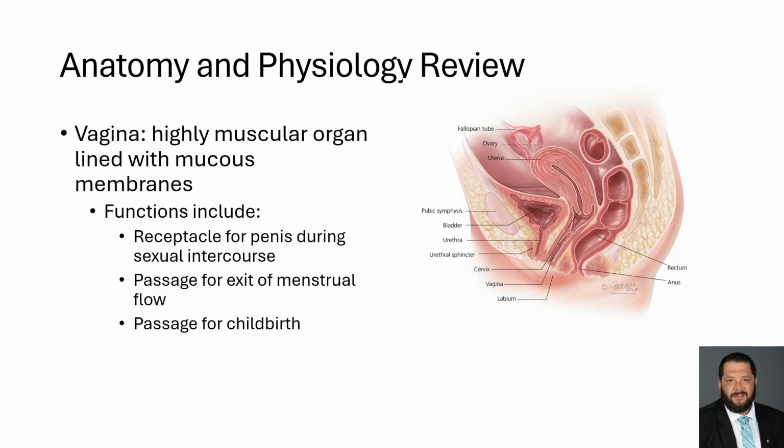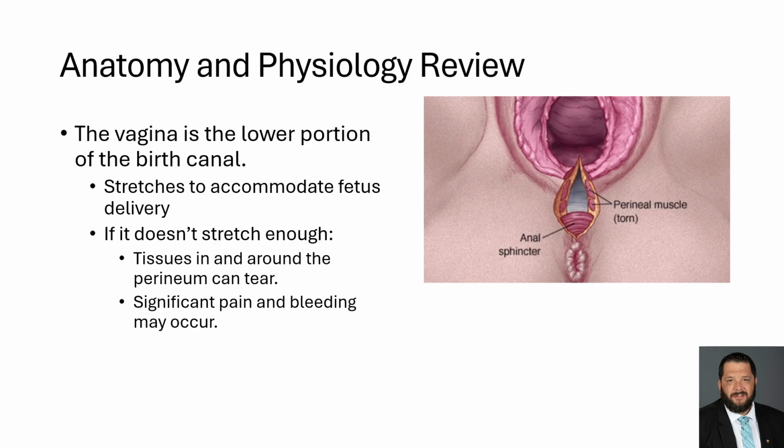The vagina itself is a highly muscular organ. It's lined with mucous membranes. The functions include it's a receptacle for the penis during sexual intercourse, the passage and exit of menstrual flow for when an ovum is not fertilized and the uterus will restructure. That material is exited through the vagina, and it's also the passage of the infant through the birth canal.